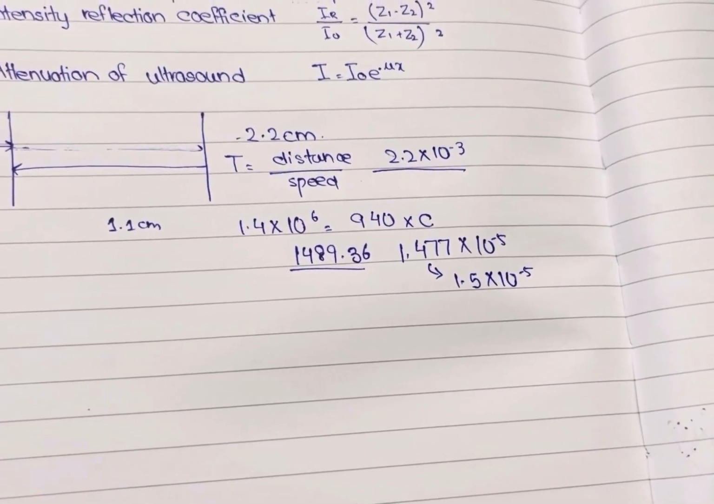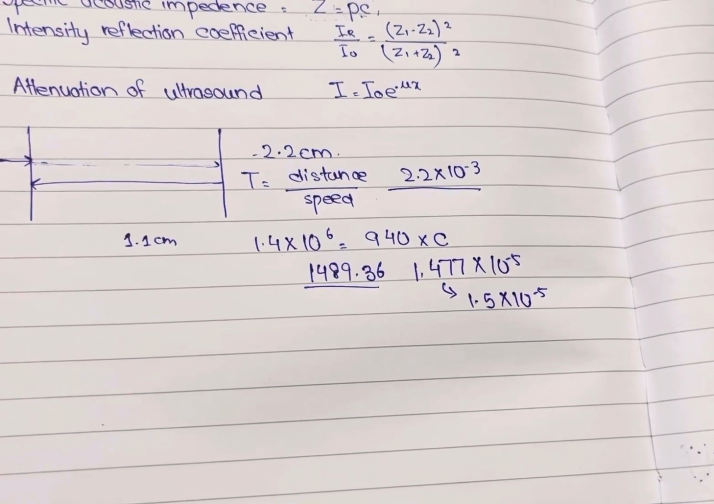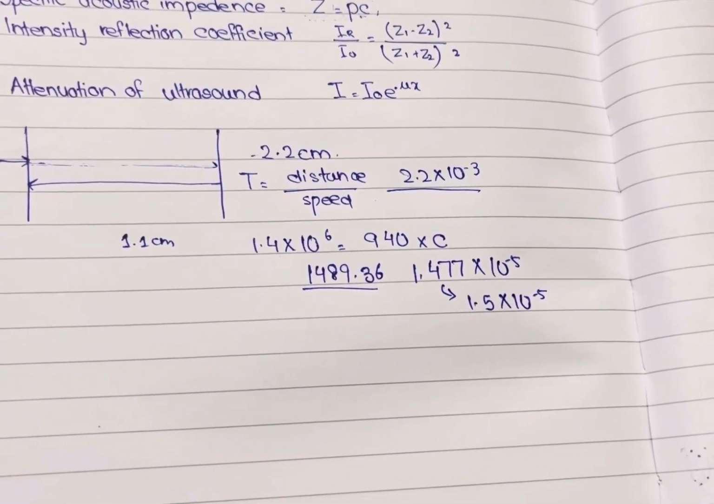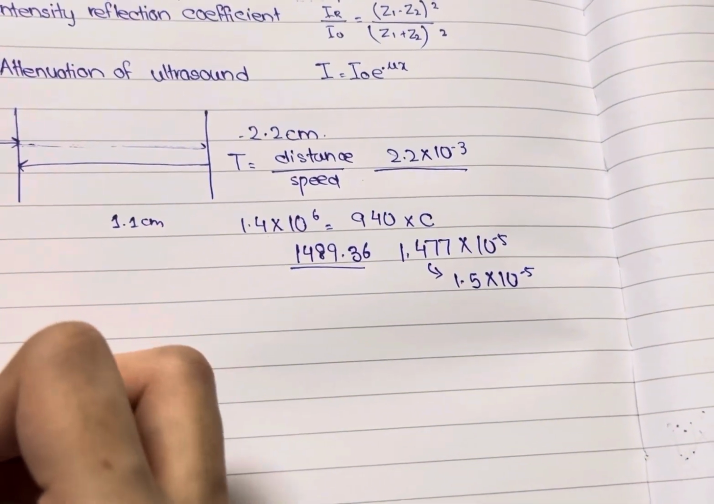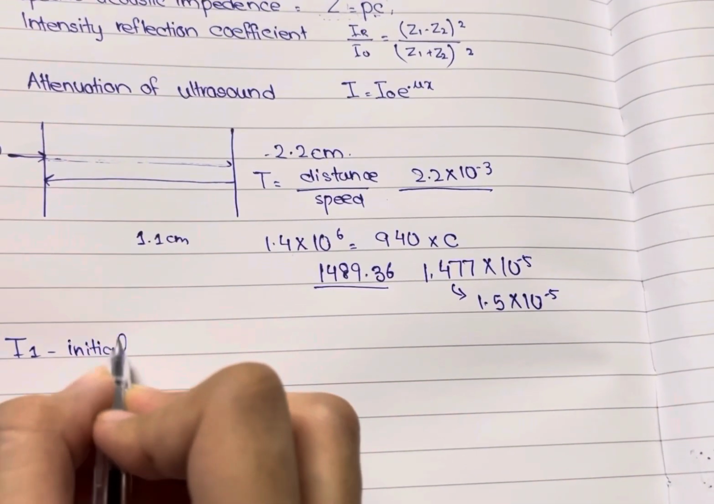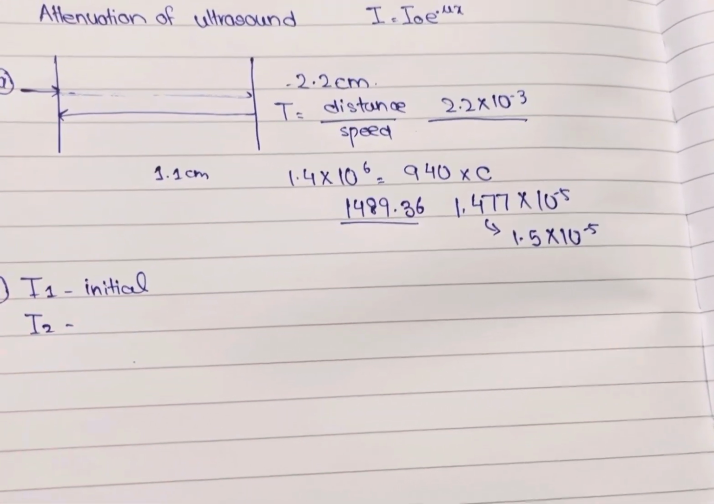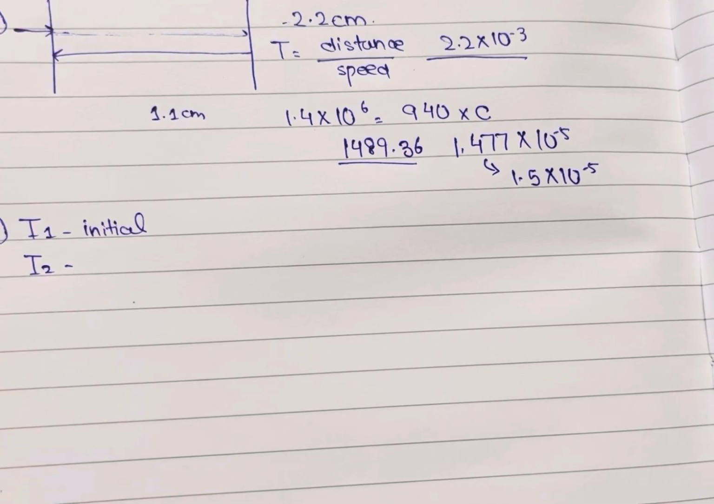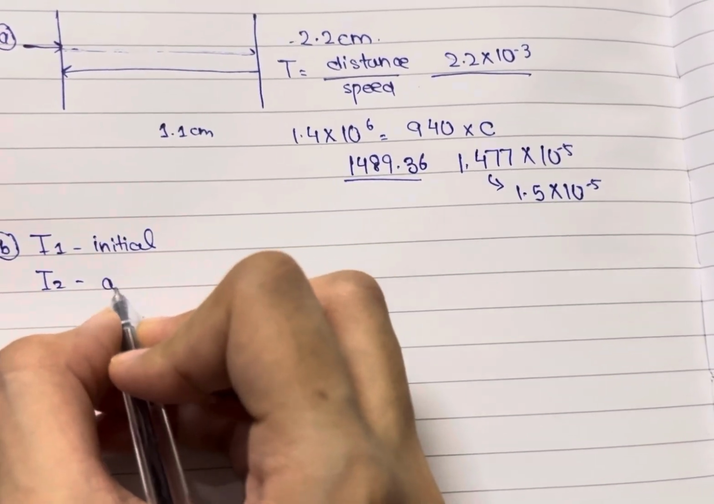Moving on towards the B part: Calculate the ratio I2 over I1. So when you see I1 and then you see I2, clearly you can see that I1 was the initial, and then I2 is when it has traveled a certain distance. So when it has traveled a certain distance through the fat, it's going to lose some of its energy, so that's going to lead to attenuation.